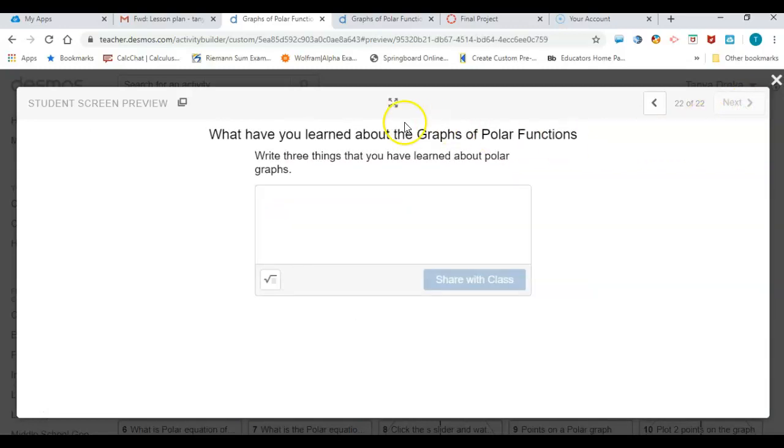And then lastly, I asked them to write 3 things that they've learned about a polar graph. So hopefully we get what we need to get from this, which is learning how to plot points, learning how to plot a graph, a cosine graph, a sine graph, a cardioid, a rose petal, a limaçon. And then just creating fun functions. And that is the end of my lesson.